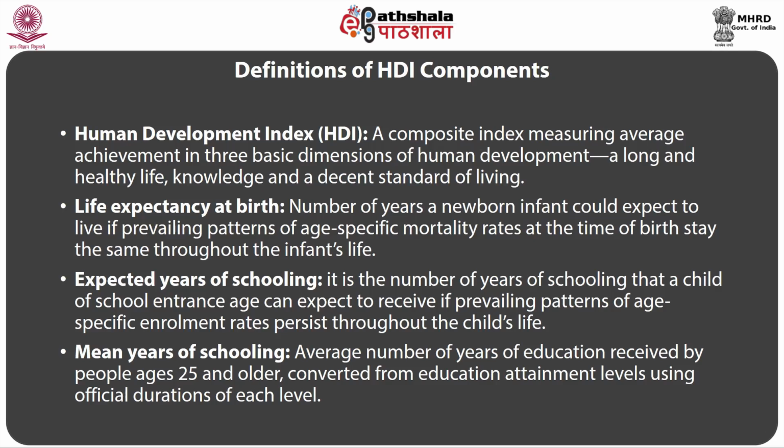Life expectancy at birth: the number of years a newborn infant could expect to live if prevailing patterns of age-specific mortality rates at the time of birth stay the same throughout the infant's life. Expected years of schooling: it is the number of years of schooling that a child of school entrance age can expect to receive if prevailing patterns of age-specific enrollment rates persist throughout the child's life.